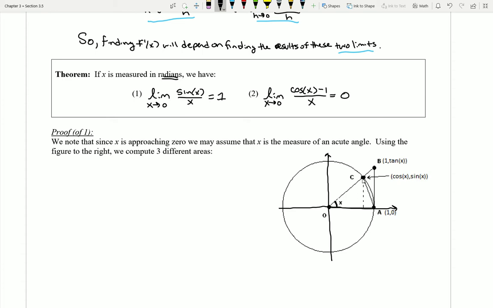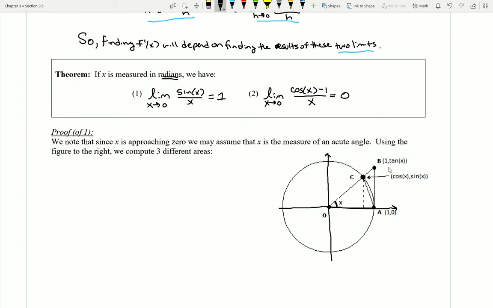This point on the circle would actually be given by cosine of x, sine of x, since that's how the cosine and the sine function are defined. Cosine is the x coordinate for points on the circle, and the sine is the y coordinate for points on the circle. This point over here would actually have the coordinates of 1, tangent.